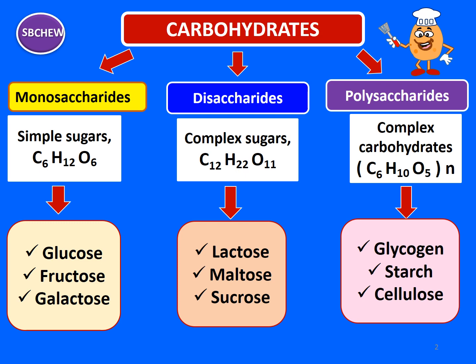Let's look at our schematic diagram on carbohydrates again. Carbohydrates are divided into the three types: monosaccharides, disaccharides, and polysaccharides. We have already studied the monosaccharides and the disaccharides. So in this final video, we will study the polysaccharides. Polysaccharides are complex carbohydrates with the formula C6H10O5 bracket N, where N is a large number like 100 or more. There are three examples of polysaccharides, namely glycogen, starch, and cellulose.